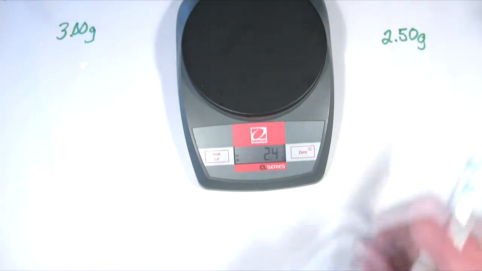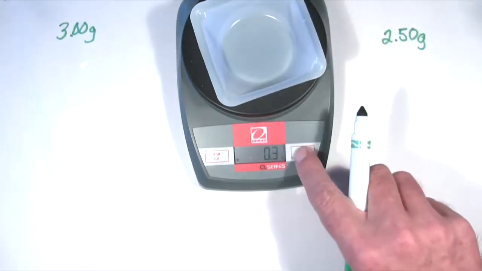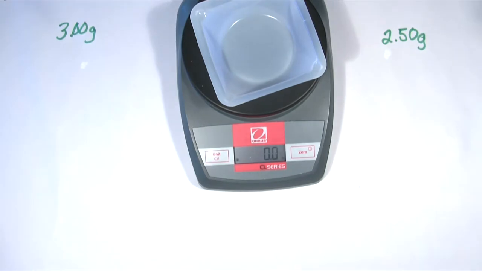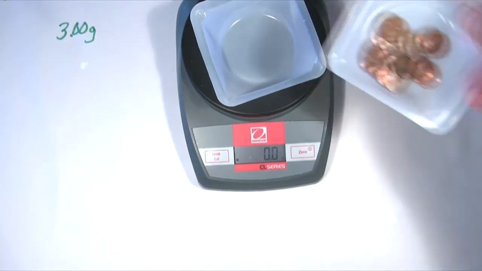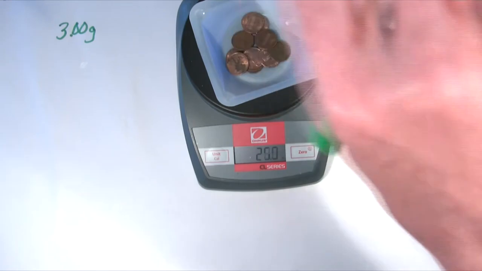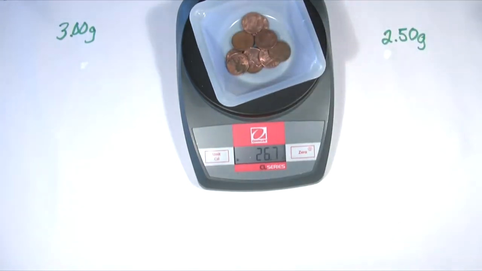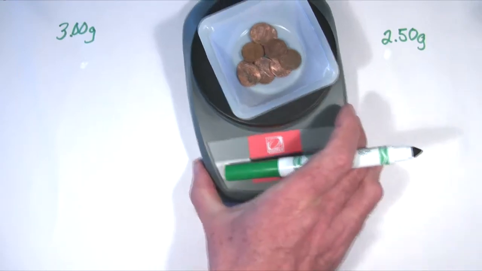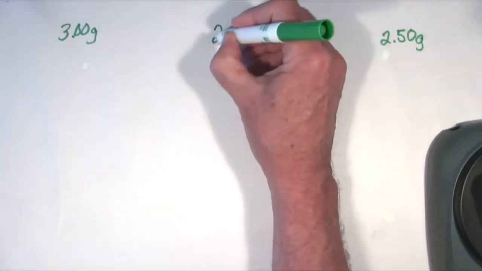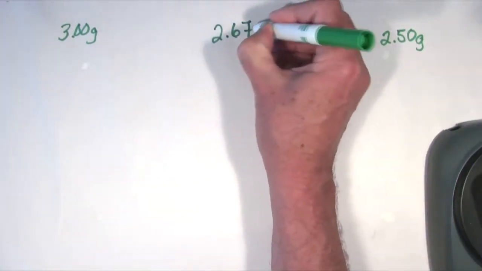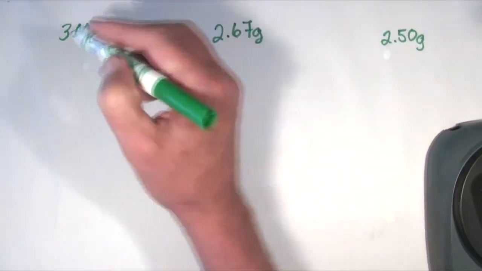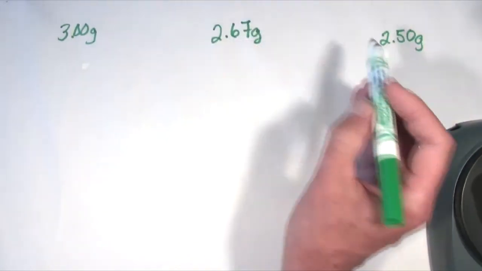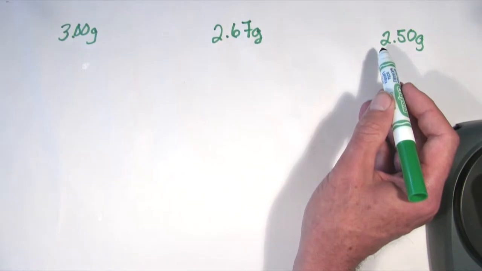It leads us to, let's take a look at this. Now, if we have 10 pennies today, 10 pennies has a mass of 26.7 grams. That means that there's an average mass per penny of 2.67 grams. That number is between 3 and 2.5.